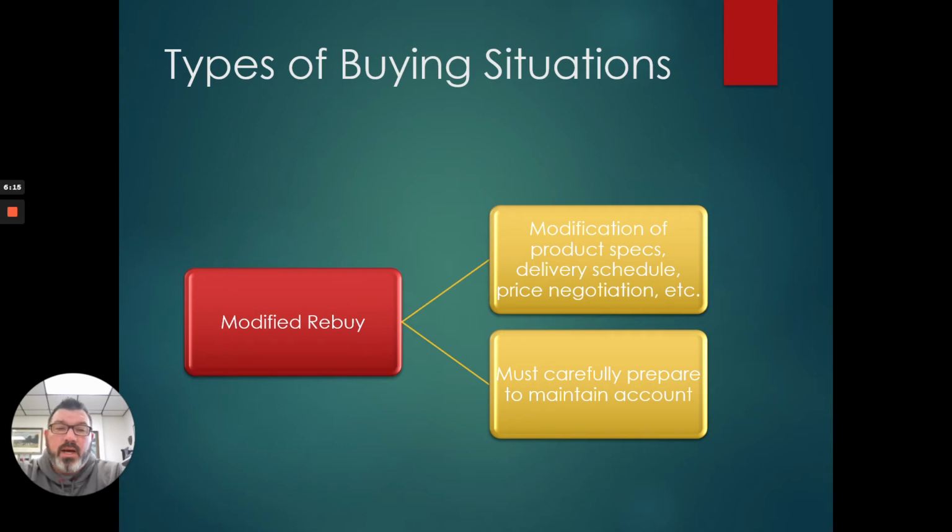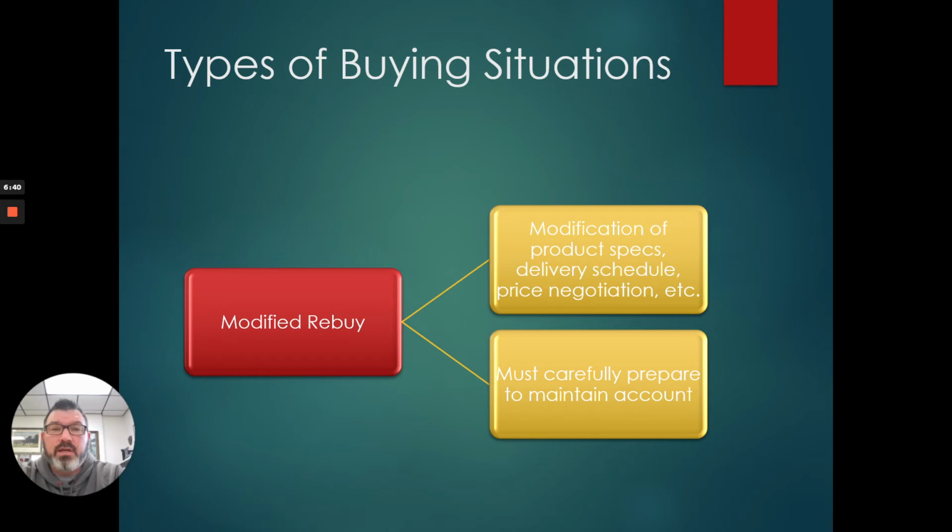Next is what we call the modified rebuy. And this would be a situation where maybe there's been a slight change to the product specs, maybe a little bit different delivery schedule, or maybe the price has changed a little bit. I mentioned feed in the previous slide, and that would apply here too, especially as you see the prices of grains go up and down. That's going to affect the bottom line price of your feed.